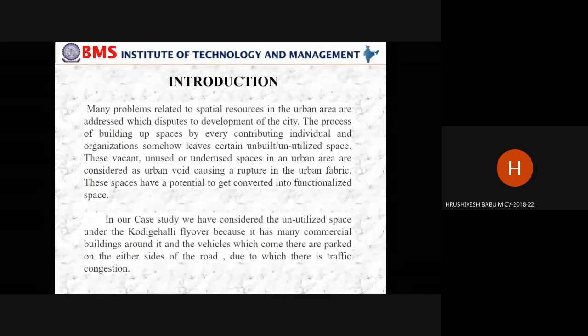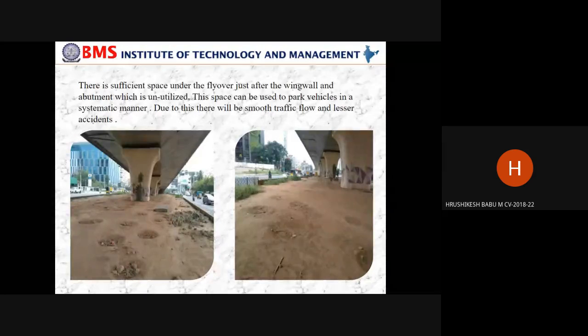As our case study, we have taken the Kodigehalli flyover. The image you see in this picture is exactly the space under the Kodigehalli flyover. This space is entirely unused, of no productive use. Our main motive is to use this unproductive area in a productive manner. Looking at all aspects, we have come up with an idea to create a parking lot in this space. Since it's a commercial area, we have observed a lot of cars being parked right at the corners of the road, which obviously creates a lot of traffic congestion and traffic flow is being affected.